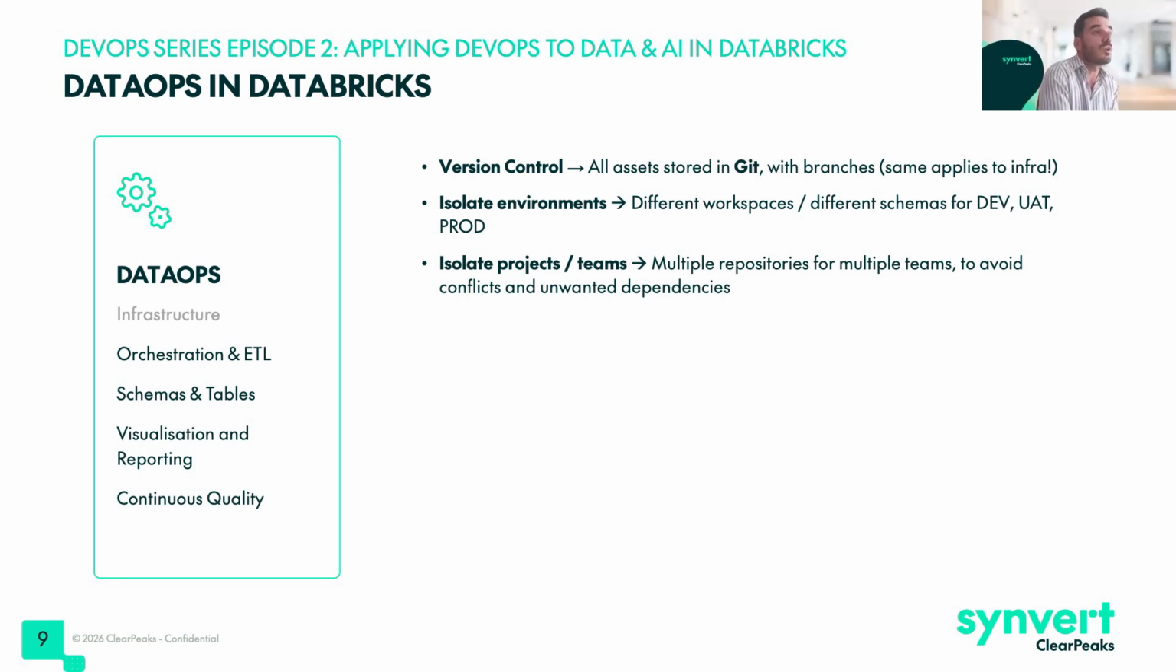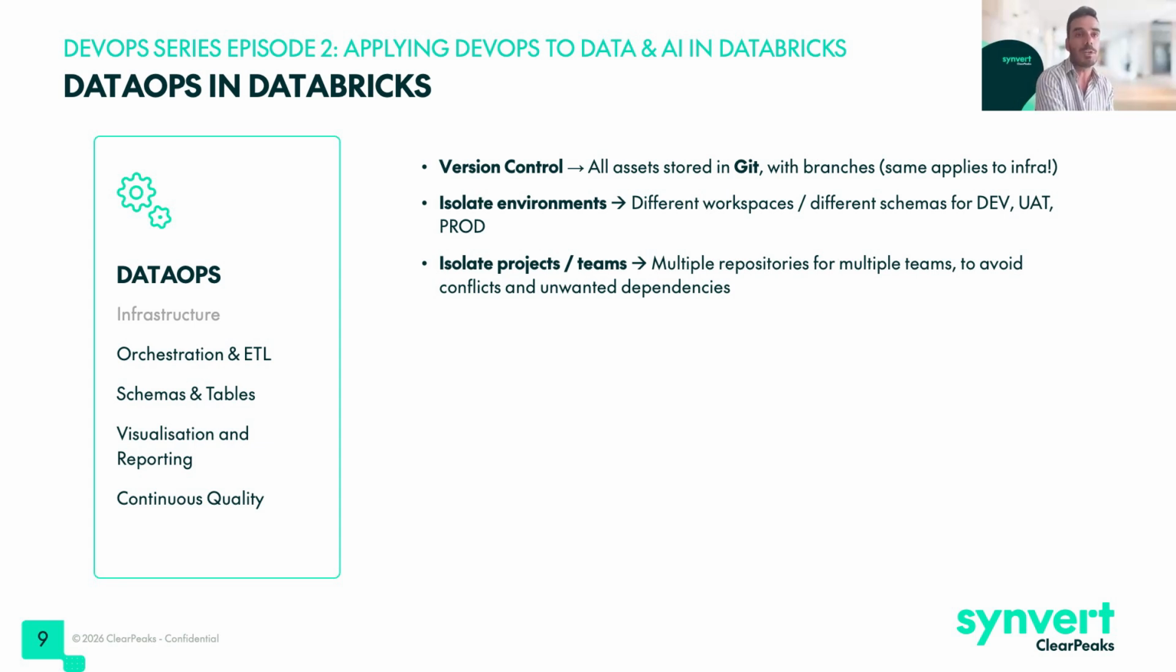Environments, obviously, is also a core component. We want to have environment isolation. We can do it through different branches, as we said, but also through different workspaces. Databricks is built on workspaces and different schemas. So, for instance, you could have your dev, UAT, and prod schemas, collections of databases and tables, and they could be split across different environments, even though each of them is actually still belonging to the same broader catalog.